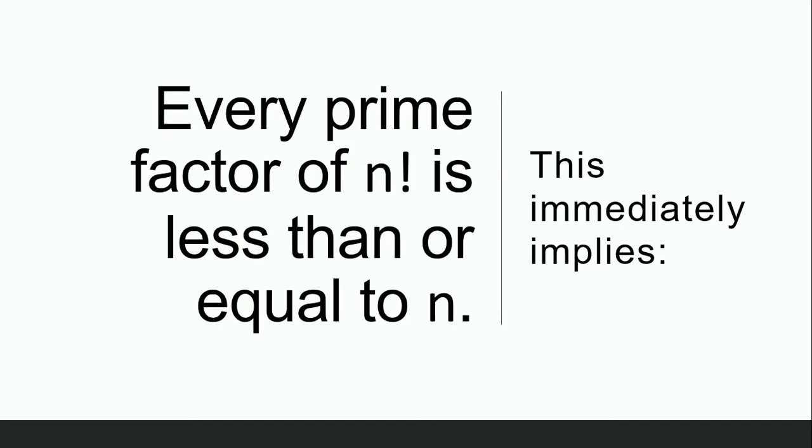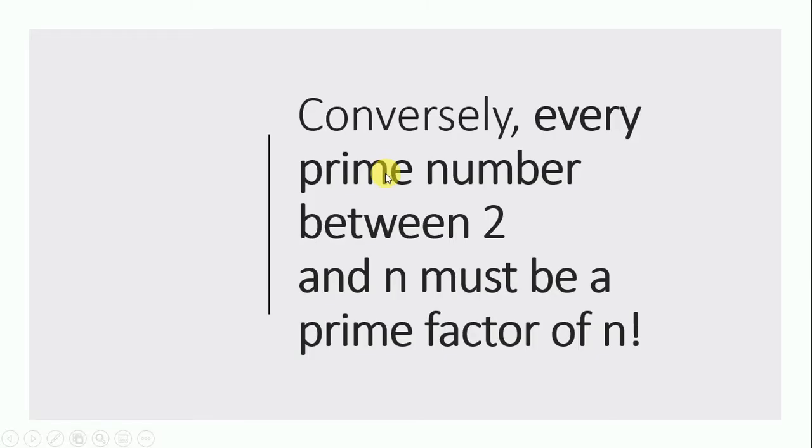This would immediately imply that every prime factor of n factorial is less than or equal to n. Of course, it can't be greater than n, because any prime factor must divide n factorial. Conversely, every prime number between 2 and n must be a prime factor of n factorial. That's the converse of our theorem.